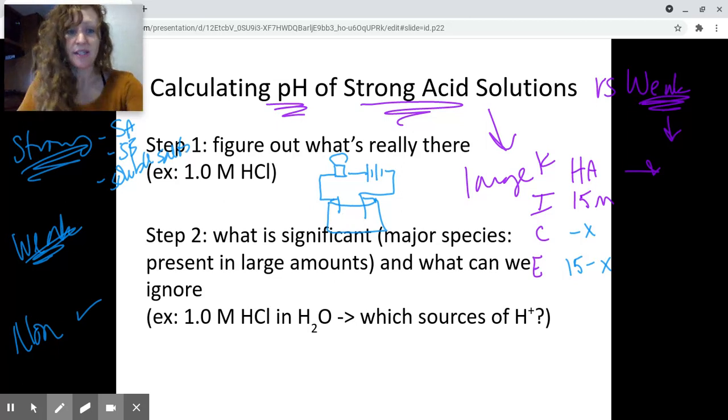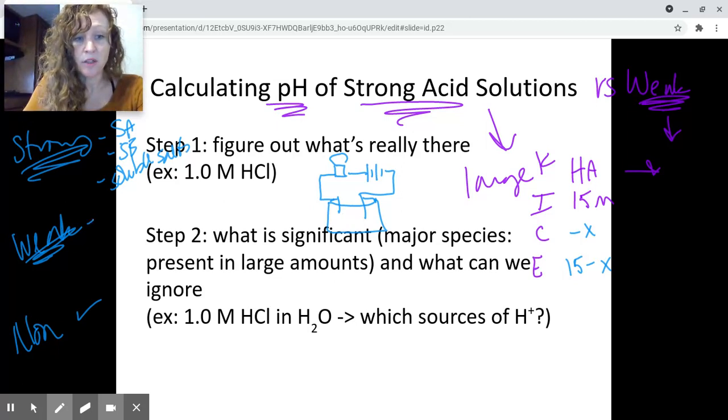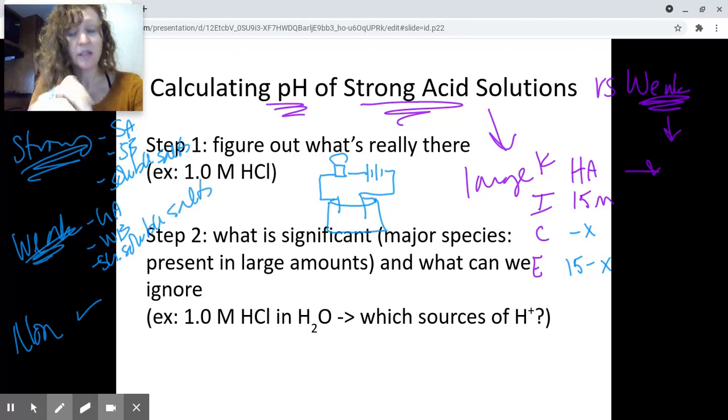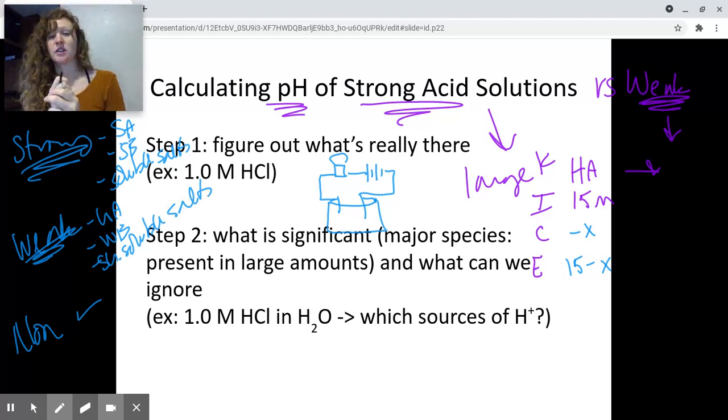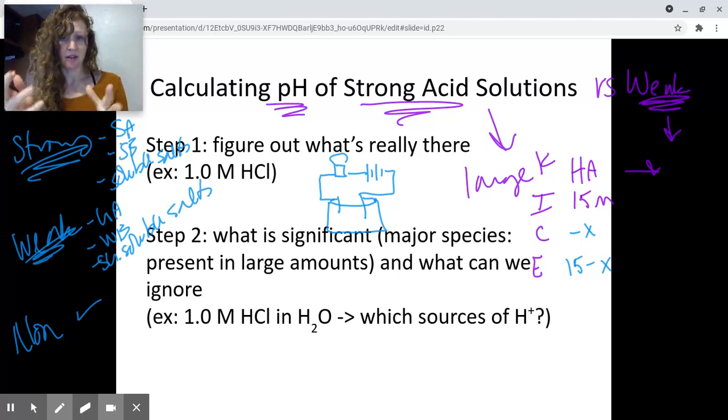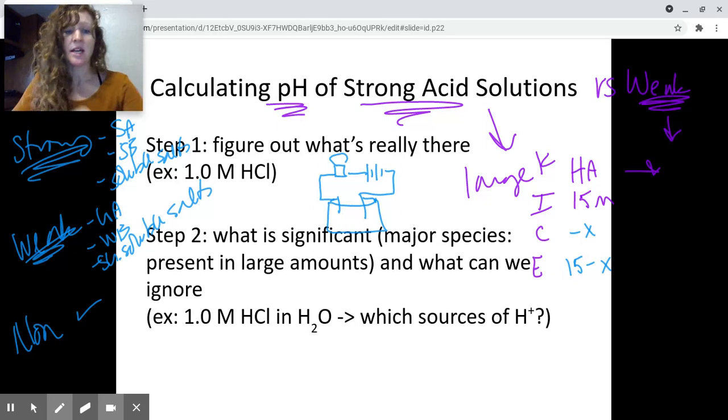Weak electrolytes would be weak acids, weak bases, and slightly soluble salts. Because these things only dissociate or react partially. So they're just going to form a couple ions. The light bulb is going to be very dim.